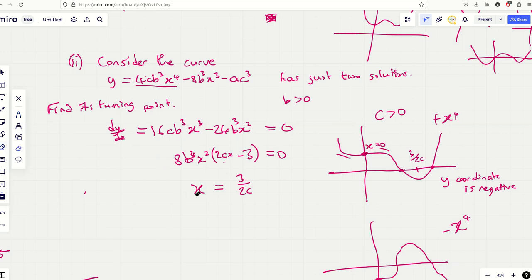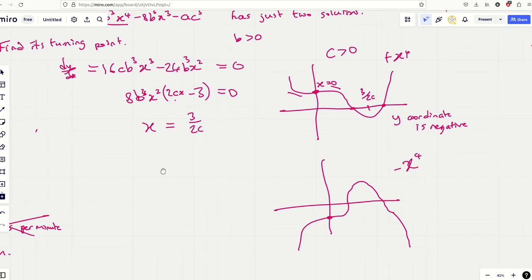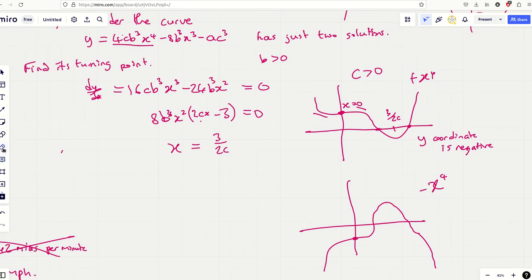So that's why this trick I'm about to do works. Basically, I can now say there's only two possible cases. When c is greater than 0, we need a negative y coordinate, which means we just need to plug this back into the original equation and make sure it is less than 0. But if c is negative, then we just need to do the opposite and make sure the y coordinate is positive.